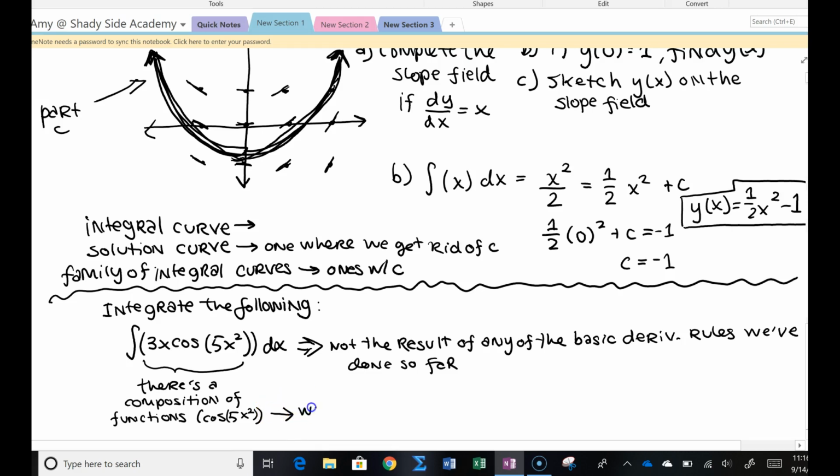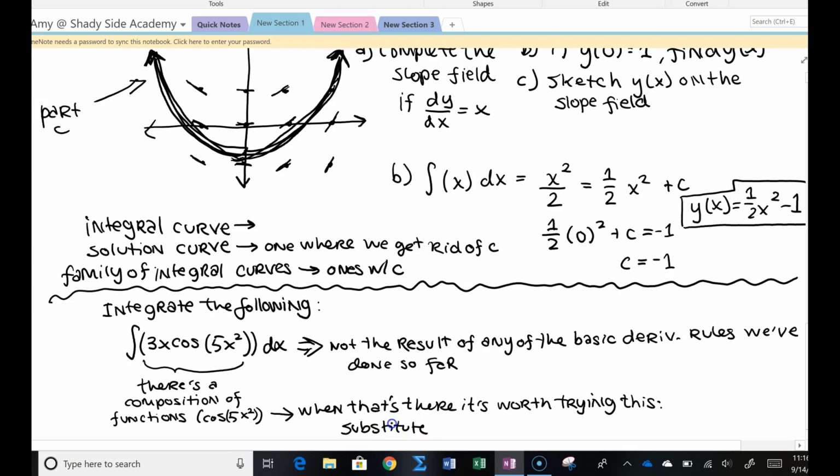Ready? We're going to substitute. I'm choosing u, substituting u equal to that inner function. u equals 5x squared. Yes, that's right.